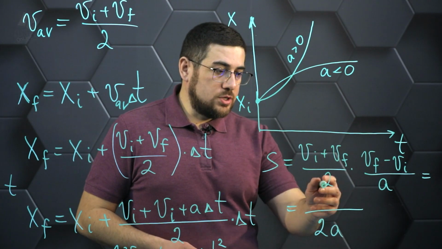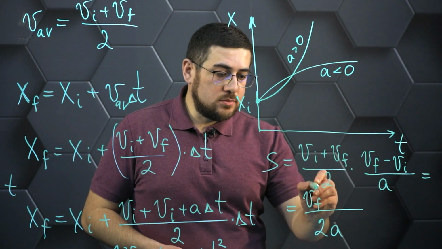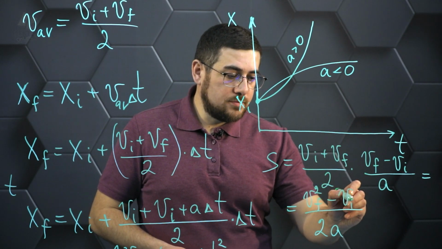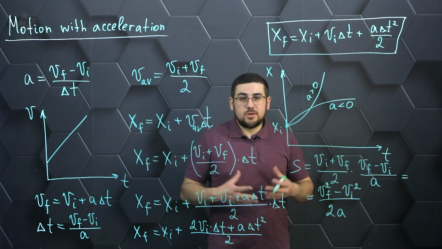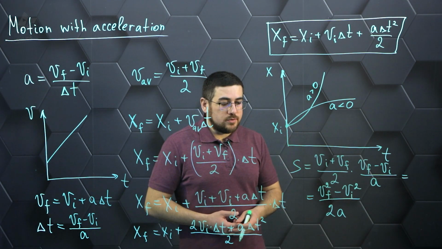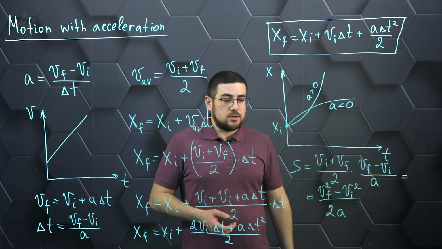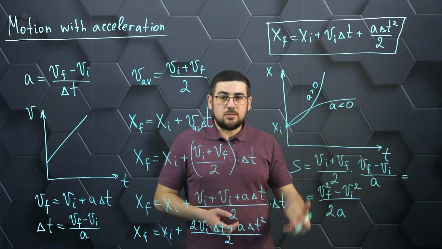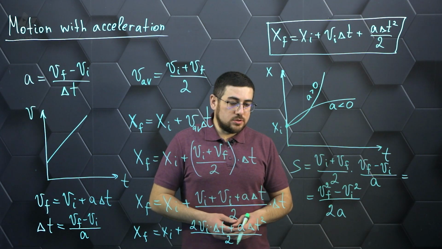That is, the doubled acceleration appears at the bottom. Here we get the difference of the squares of the given velocities. And we get in this way a time-free formula. That's how we can call it, because in fact it allows us to determine the displacement of the body without knowing the time of this motion. That is, we simplify our task in solving such questions.